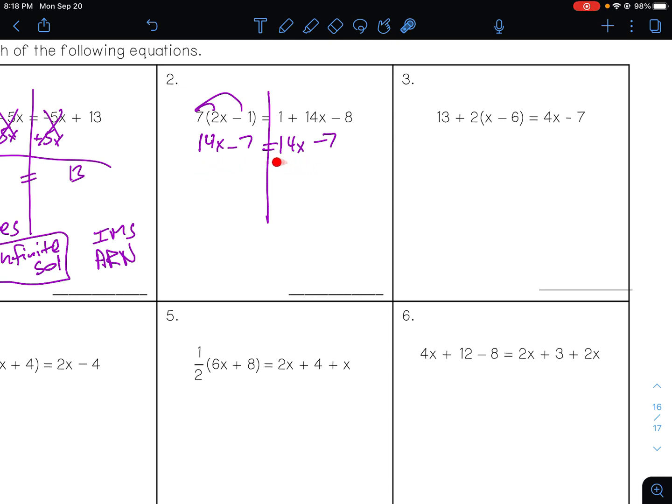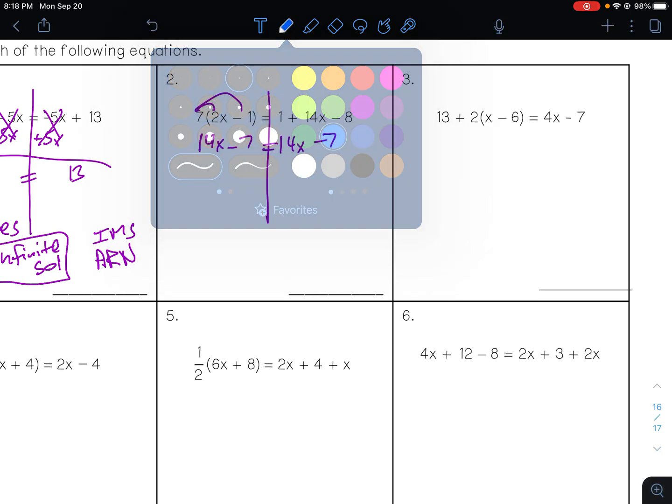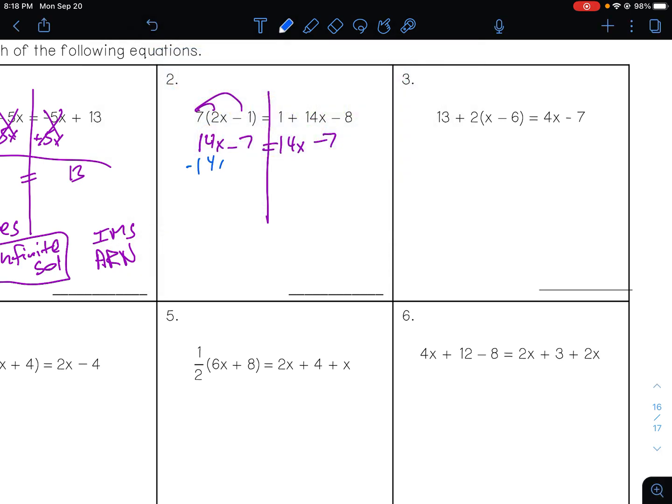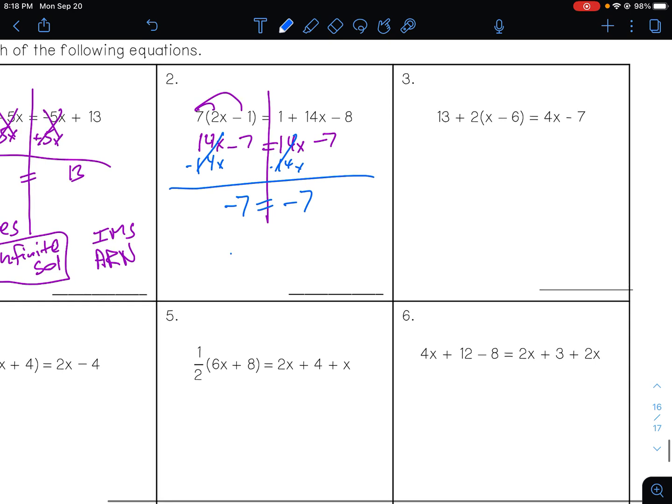Both sides are exactly the same, right? We could go to the next step of subtracting 14x from both sides and finding out that it ends up canceling. Negative 7 equals negative 7. Is that true? Yes. Infinite solutions.